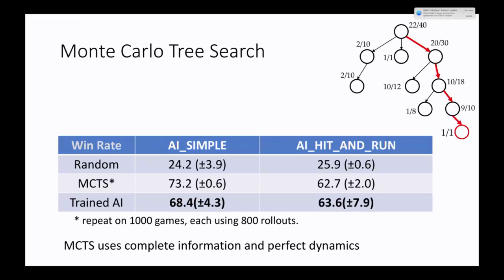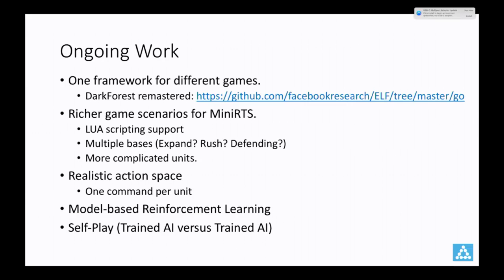And finally, we also compare our trained bots with Monte Carlo tree search. Note that Monte Carlo tree search can access the complete state of the game and knows the perfect dynamics. But our trained bots do not have all this information. But we can still see that our trained AI can achieve comparable performance against Monte Carlo tree search with model-free reinforcement learning only.